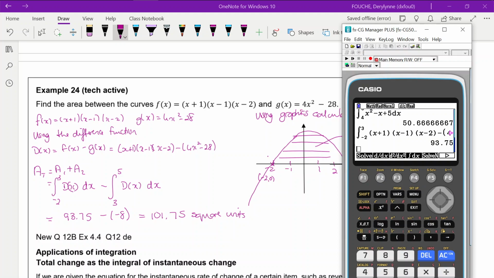but basically that's all the communication you need. But if it says anywhere in the question use calculus, you need to show all of your integration, even if it's tech active. And if they say use analytical or algebraic techniques, you show all your working, including all of the substitution.